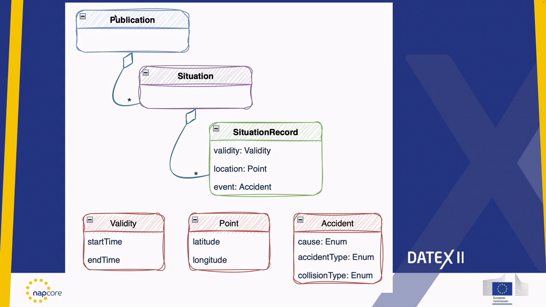The core, the root element of the data being exchanged is a publication which may contain one or more situation elements. These serve as a group container for one or more related situation records, which actually describe what is happening somewhere. And this is described in terms of validity, location, and event. The validity is described by means of start and end time. The location using the point structure using latitude and longitude. And the accident describes cause, accident type, and collision type using specific types of enumerations.